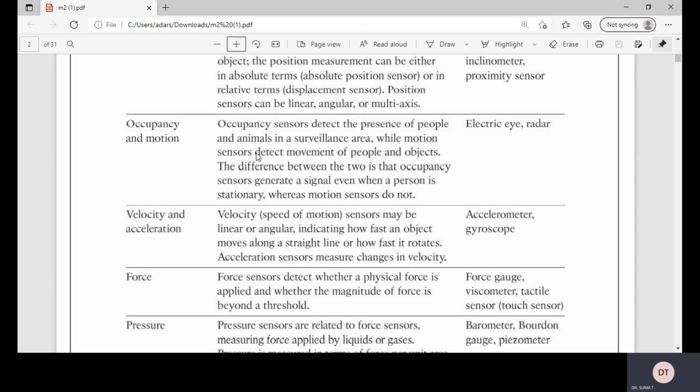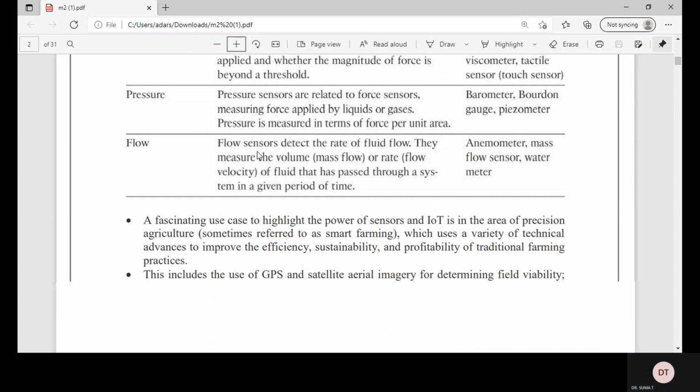Okay, then velocity and acceleration. Velocity, that is the speed of motion, sensors may be linear or angular, indicating how fast an object moves along a straight line or how fast it rotates. Acceleration sensors measure changes in velocity. So examples are the accelerometer and gyroscope.